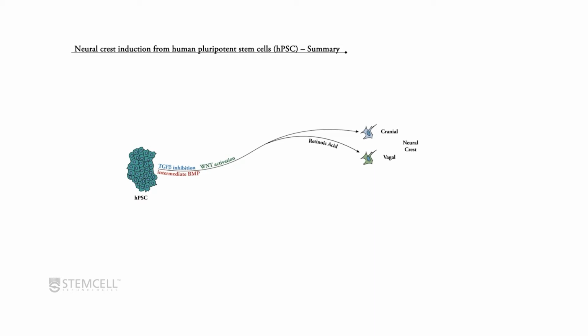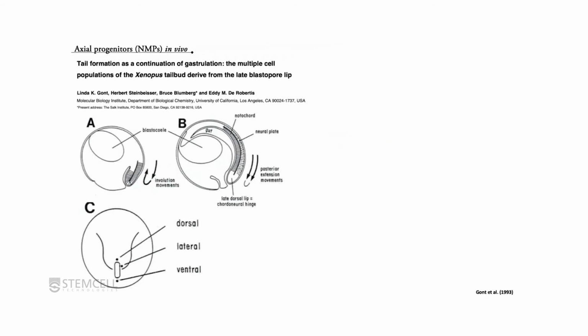Before I go into detail about these protocols, I would like to briefly talk about a population of progenitor cells that exist during embryonic development at the node-streak border and the caudal lateral epiblast that are responsible for the formation of many of the caudal tissues of the embryo. So in 1993, Linda Gaunt published a paper where she described the existence of these cells, which we now refer to as axial progenitors or neuromesodermal progenitors, that exist in the Xenopus blastopore lip and later caudoneural hinge that are able to give rise to both neuroectoderm and mesodermal lineages.